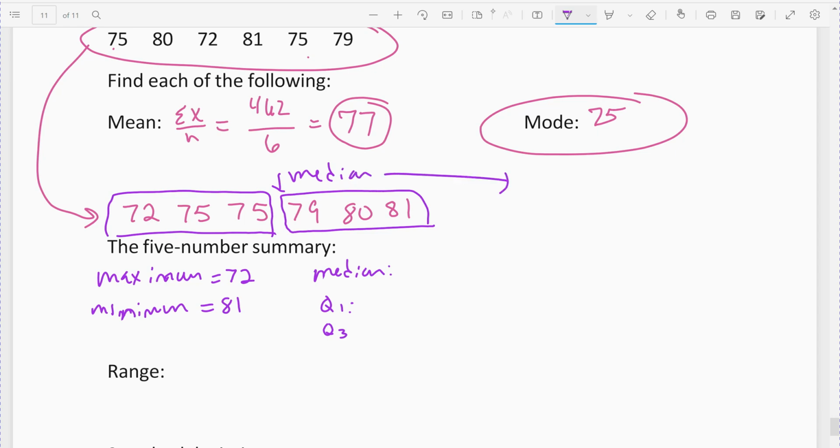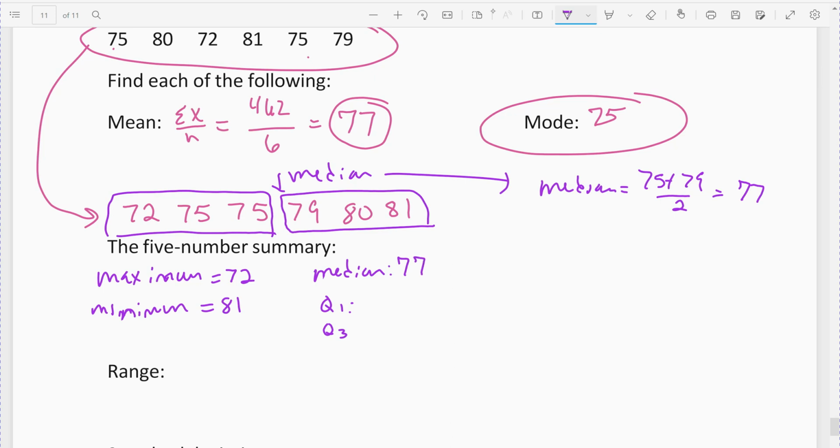Alright, so I'm going to go over here to do my work for the median. The median would be taking the 75 plus the 79 divided by 2. It's the middle value between the 75 and the 79, and so that comes out to be 77. Again, it's just a coincidence that I have it the same as the mean. That doesn't always happen.